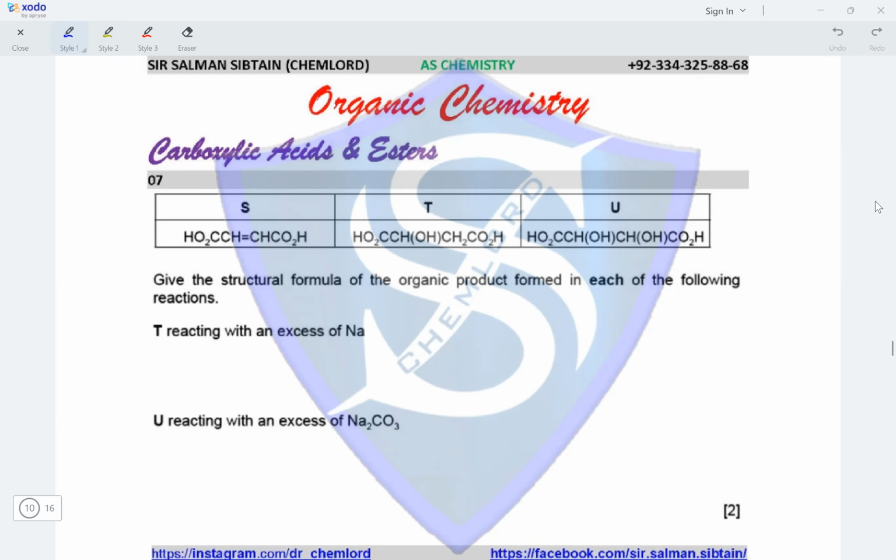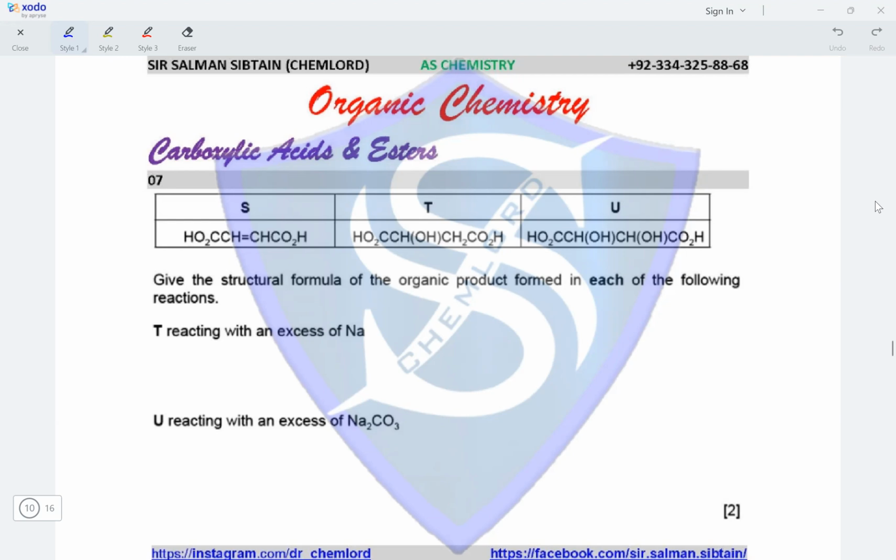T reacting with an excess of sodium. If we look at the structure of T, we can see that it has two COOH groups present and an OH group present. Sodium will displace hydrogen in the COOH and OH groups, because addition of sodium is a test for the presence of OH groups, whether part of an alcohol or a carboxylic acid. So T contains three OH groups. Two of them belong to a carboxylic group, COOH, and one belongs to an alcohol group, OH. So all three will be displaced by sodium.